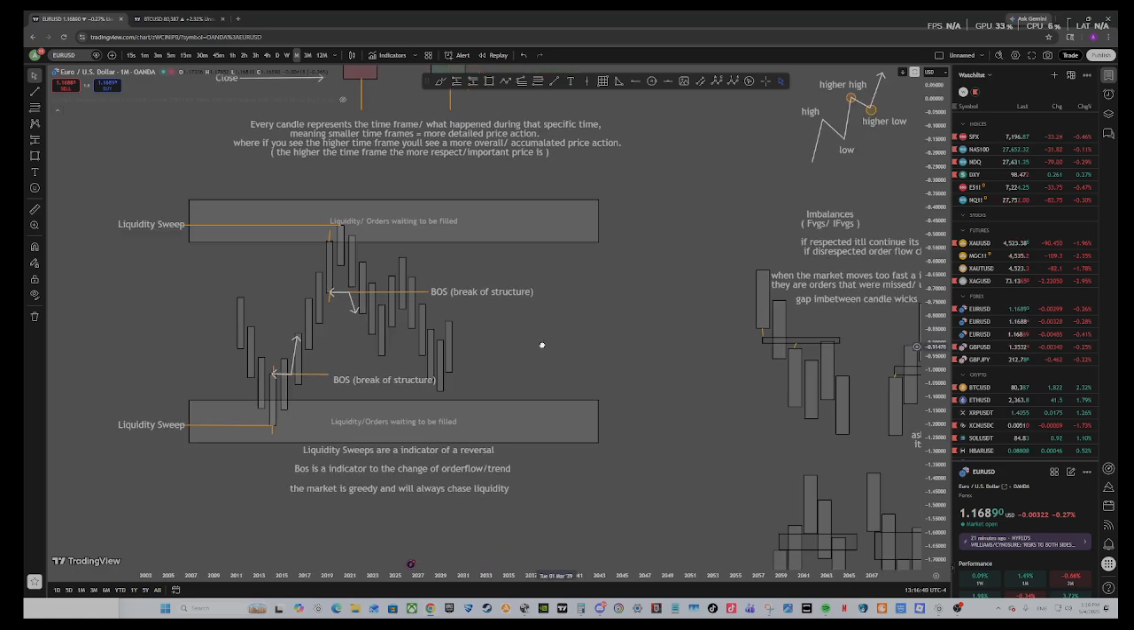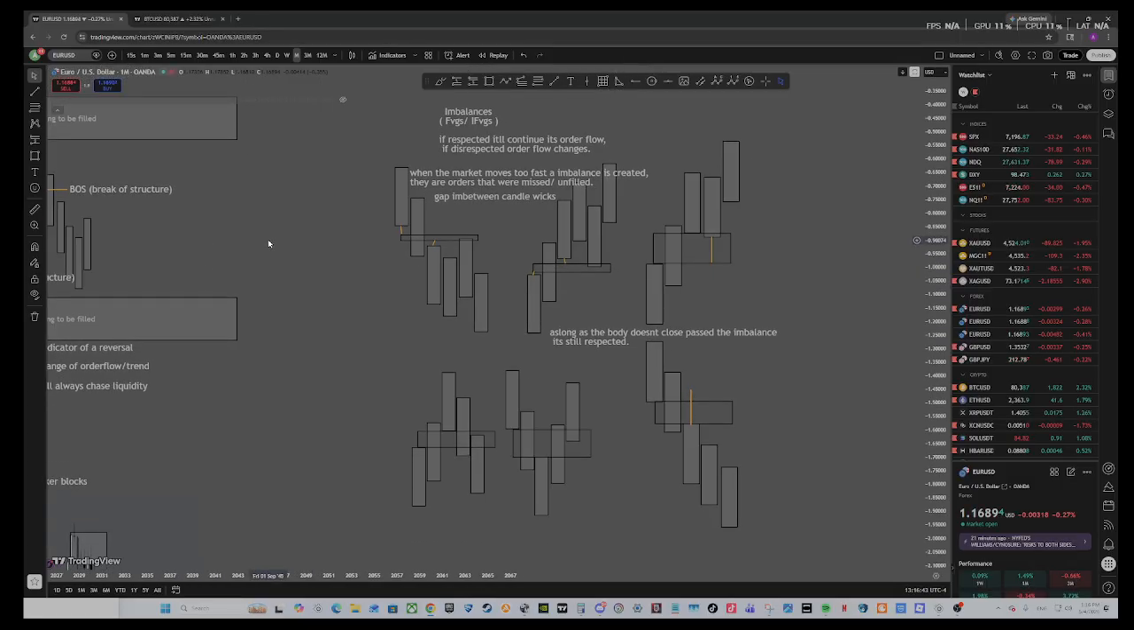Nice. All right. Imbalances, FVGs slash IFVGs, fair value gaps versus inverse fair value gaps. If respected, it'll continue its order flow. If disrespected, order flow changes. When the market moves too fast, an imbalance is created. The orders that were missed slash unfilled. What happens? Literally, price goes and misses a bunch of orders. Price is greedy, so it comes back and fills them, right?